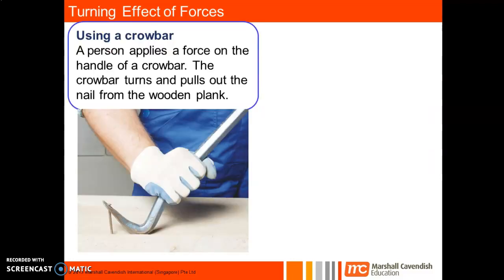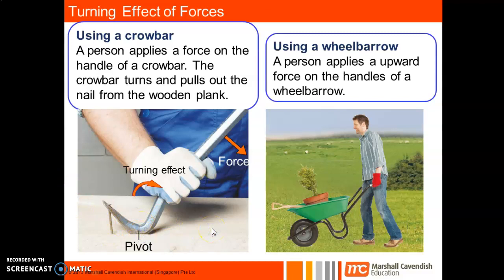For example, a crowbar. The crowbar is used to pull out a nail that's stuck in this wooden plank. Looking at this crowbar, I'm trying to pull my force this way. You might want to ask yourself, where exactly is the pivot? Where is the point that will not rotate? The answer is over here, this pivot. Next, we can look at the wheelbarrow and find out where the pivot is. The pivot is somewhere here.